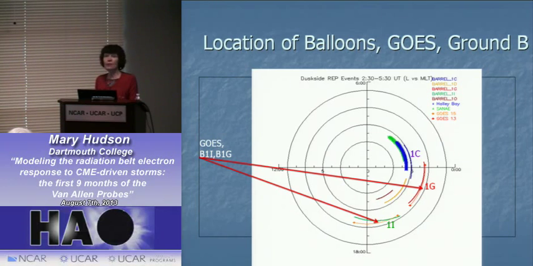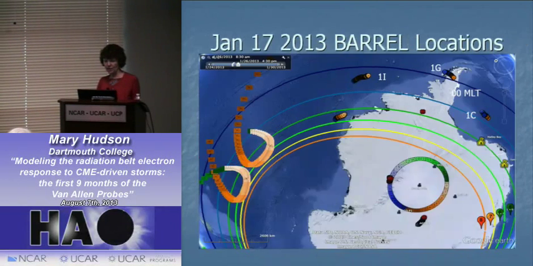That will be reversed come next January for the next BARREL campaign. The Van Allen probe orbital plane will be over the dusk sector, and so we'll be able to make direct comparisons of in situ measurements by the Van Allen probes in the equatorial plane with the precipitation seen by BARREL.